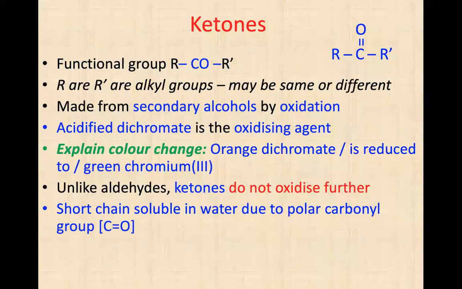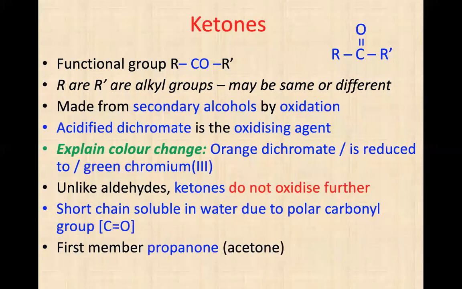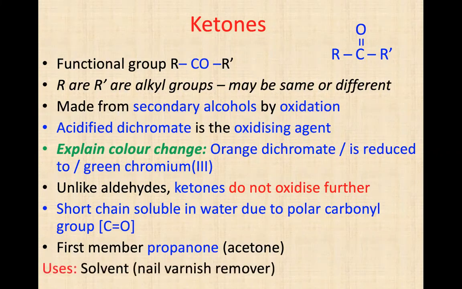Short chain ones are soluble in water. Why? Due to the polar carbonyl group. The first member is propanone. If these two R's have to be carbons with alkyl groups, then the shortest this can be is three carbons long. It's got C double bond O in the middle, so it's an -one. This one at the simplest will be propanone. Propanone is known as acetone. Acetone is what you would know as nail varnish or nail polish remover. So it's a solvent. That's one of its main uses. And that's pretty much all you need to know about ketones.